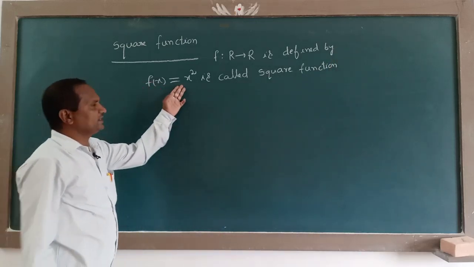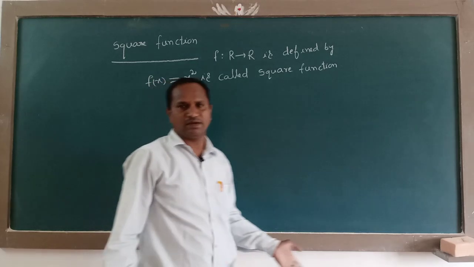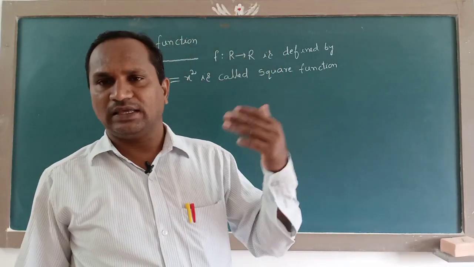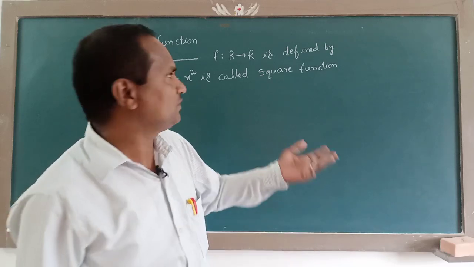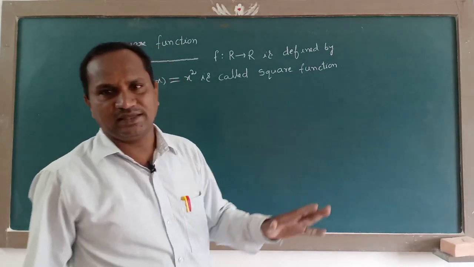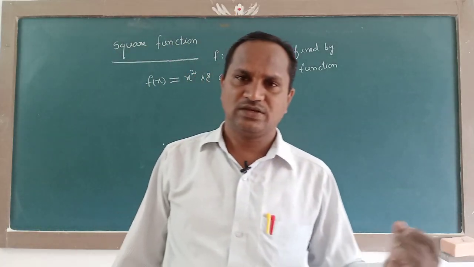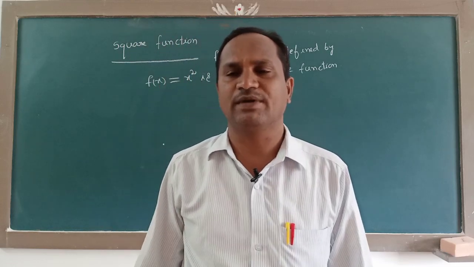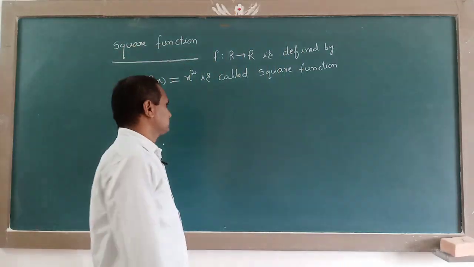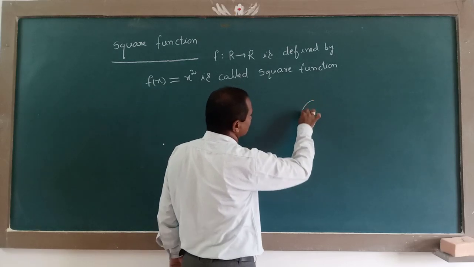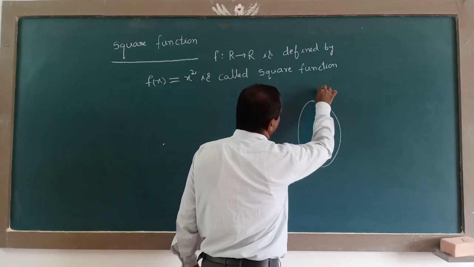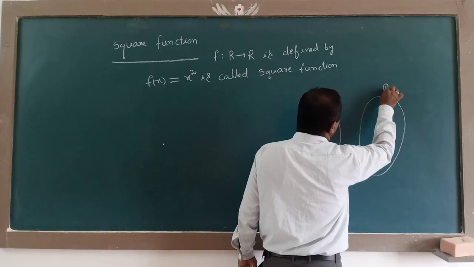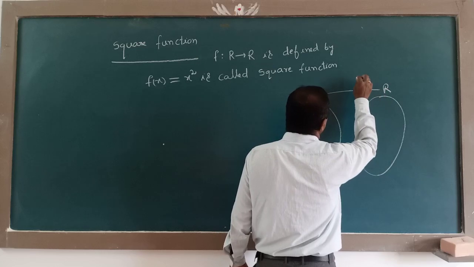Here also f of x is equal to x square. Take any real number, its square is again a real number. That is what we can easily tell. Domain is the set of all real numbers. Codomain is the set of all real numbers. And range also becomes the set of all real numbers. It is R to R, one mapping here.